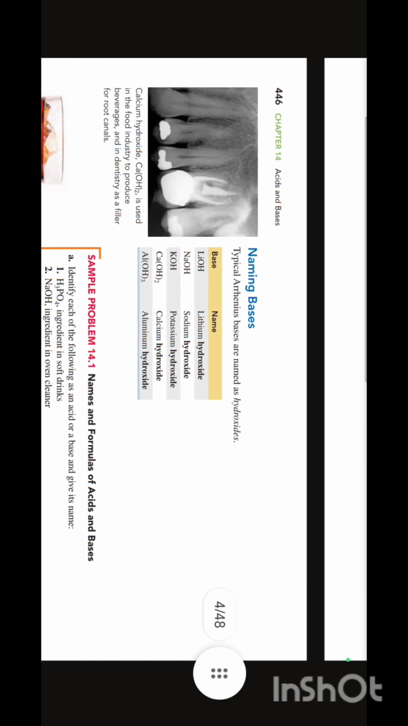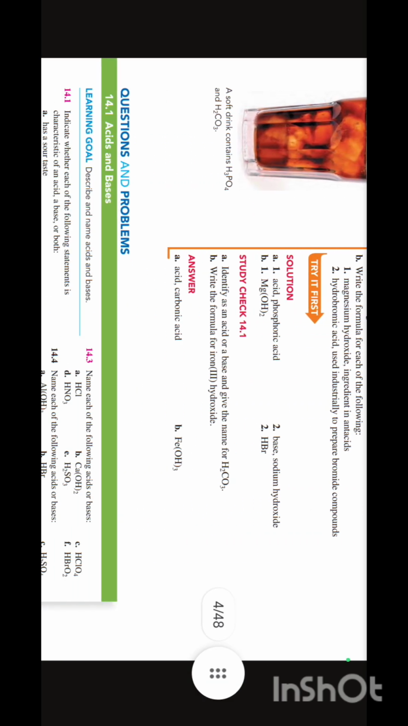Naming bases. Typical Arrhenius bases are named as hydroxide, like lithium hydroxide LiOH, sodium hydroxide NaOH, potassium hydroxide KOH, Ca(OH)2 calcium hydroxide, Al(OH)3 aluminum hydroxide. So these were the names.